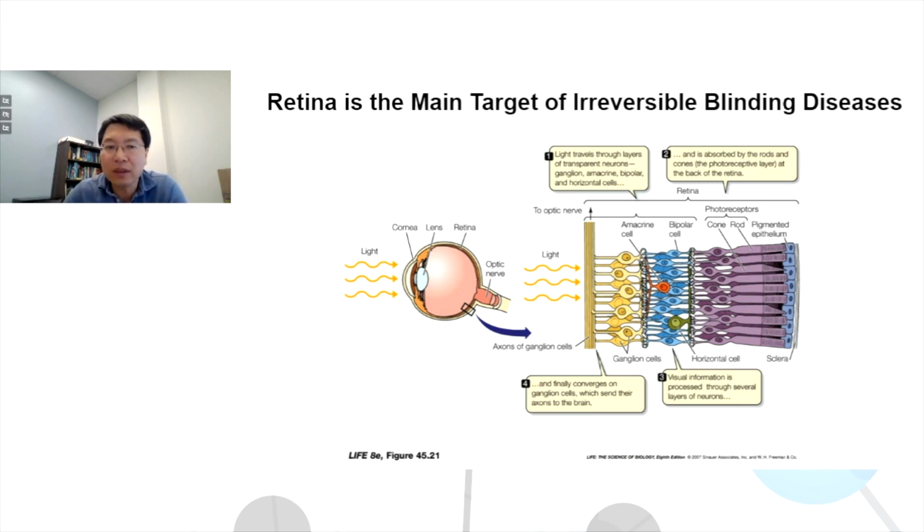particularly the back part of the eye called neuroretina. This is the part of tissue where we receive the photon, the light, and sense it and convert it to electric signal that we transmit to the brain so that we can see things.